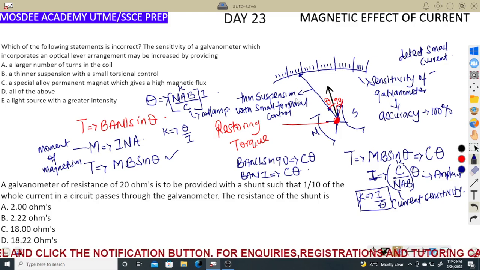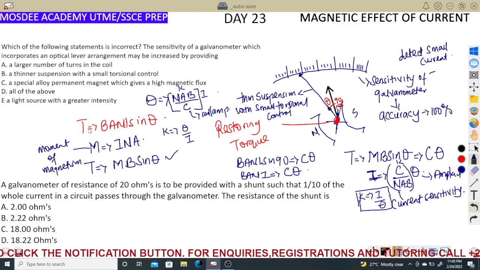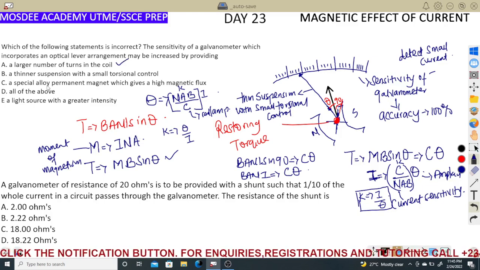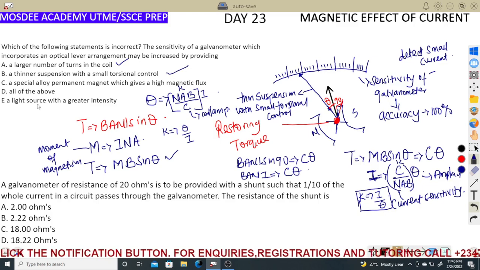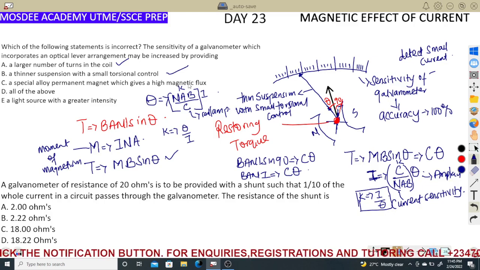That is why we are here trying to give you maximum knowledge in minimum possible time, for you to understand how it is done. So my point here is that now we can quickly answer this question. The sensitivity of a galvanometer, which incorporates an optical lever arrangement, may be increased by dash. A large number of turns. As the number of turns is increased, the torque is increased, and the sensitivity increases. Yes, correct. A thinner suspension with small torsion, I talked about that. Very correct.